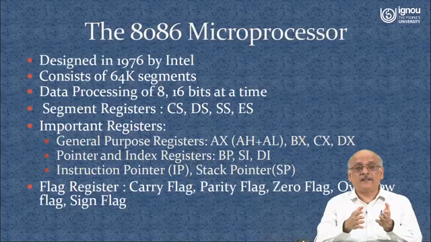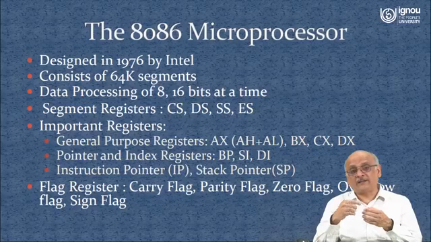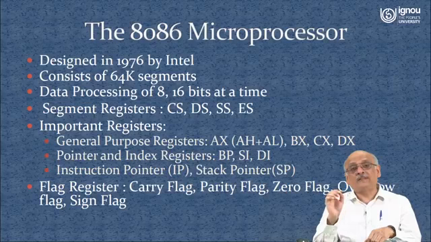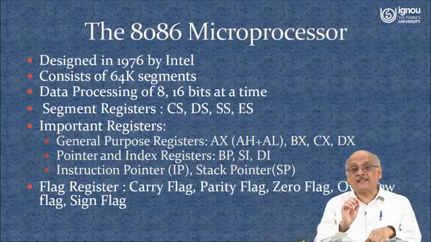It basically consists of 64K segments. Now that's a very interesting situation. 64K means 64 into 1024 bytes, and the memory of the 8086 microprocessor is byte addressable. 1024 is 2 to the power 10, and 64 is 2 to the power 6. So 6 plus 10, we have 2 to the power 16.